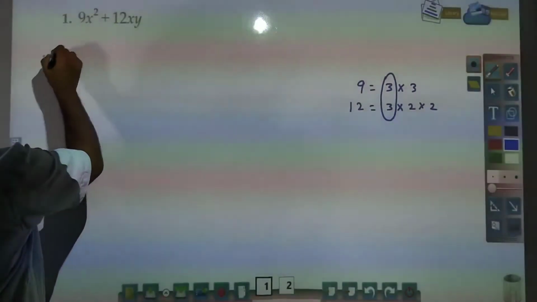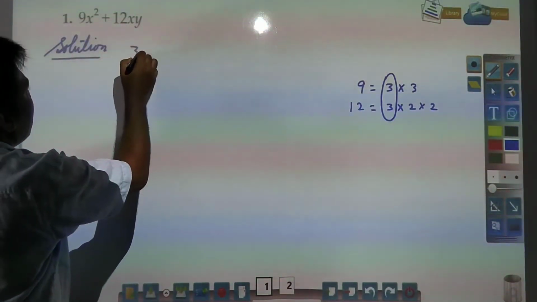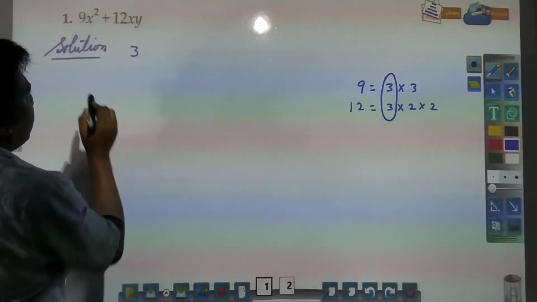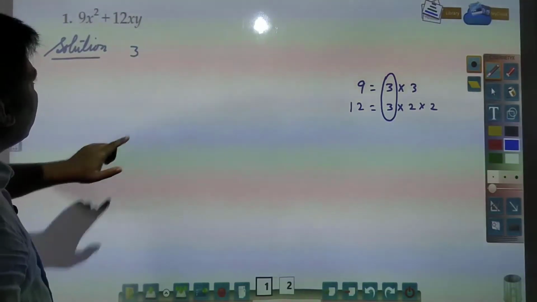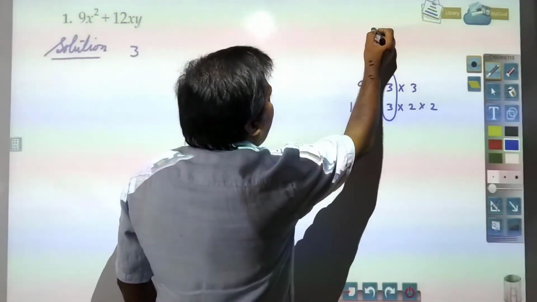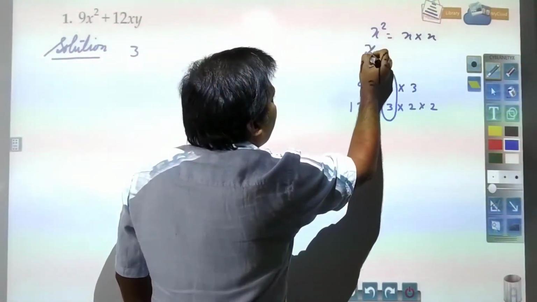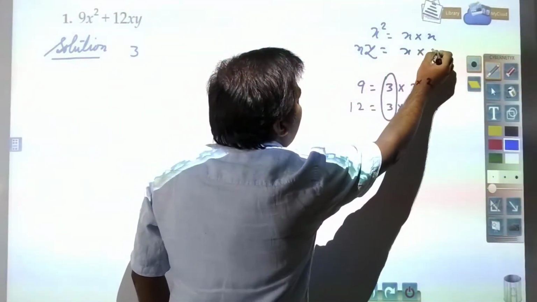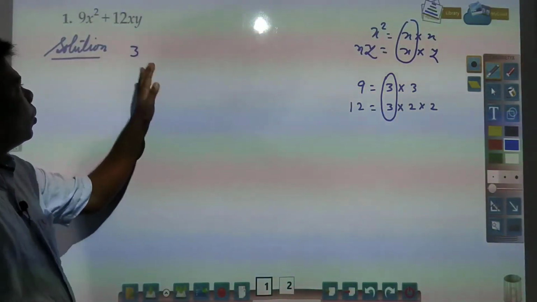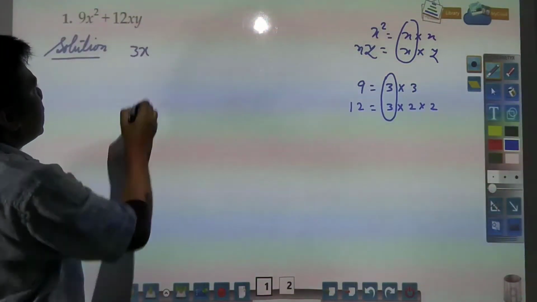So if you are taking out common 3, then what will you be left with? First of all, the constant term: you have taken out 3. And for the variable terms, you see x square and xy. x square can be written as x into x, xy can be written as x into y. Now you see what common you have, x is common. So you have common 3 and x. So you write down 3x.